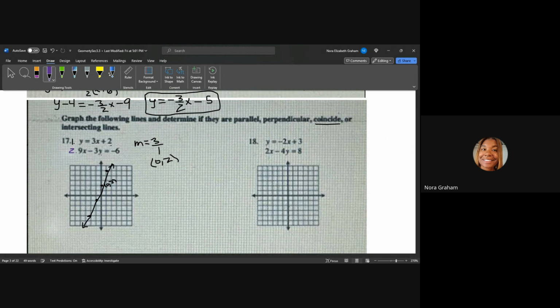it's easiest to graph when my y is isolated and it's in y equals mx plus b form. So that's what we have to do first, is isolate our y. So to isolate our y, I would subtract 9x from both sides. So then you get negative 3y equals minus 9x minus 6. And then I would divide all my terms by negative 3, right? So negative 9 divided by negative 3, that's going to give me positive 3x. Negative 6 divided by negative 3, that's going to give me positive 2.